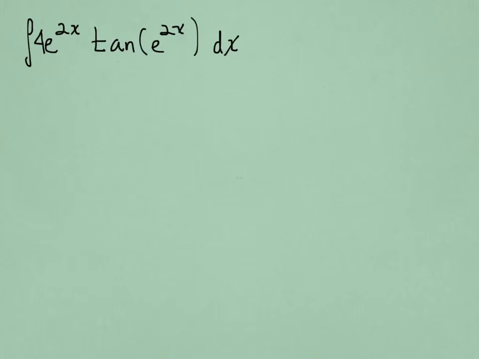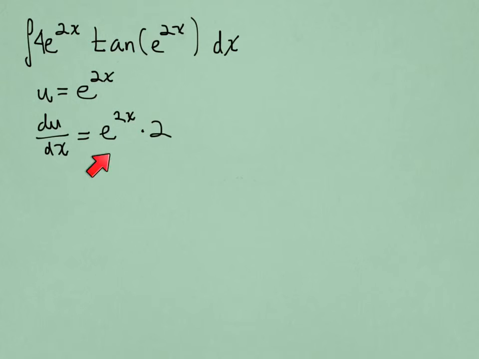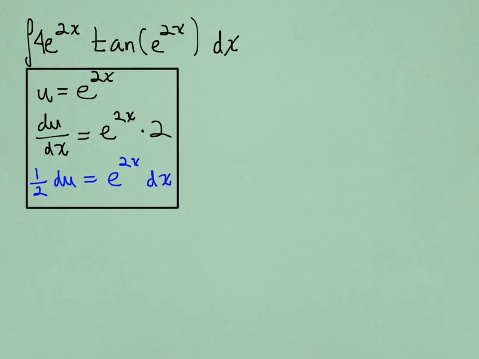Let's look at another example. Here I've got 4 times e to the 2x times tangent of e to the 2x. It looks like quite a complicated expression until we realize that the exponential part is its own derivative. If I take u to be e to the 2x, its derivative is e to the 2x, and don't forget to use the chain rule. Derivative of 2x is 2. I'm going to divide everything by 2 here and write everything in differential form, and I have 1/2 du is e to the 2x dx, and we're going to make this substitution.